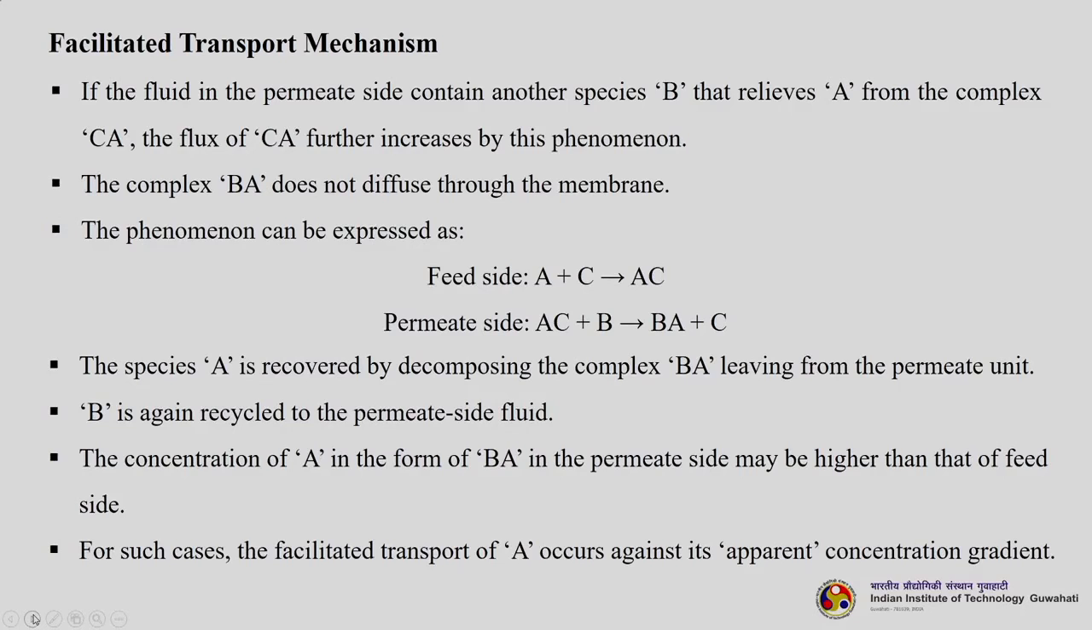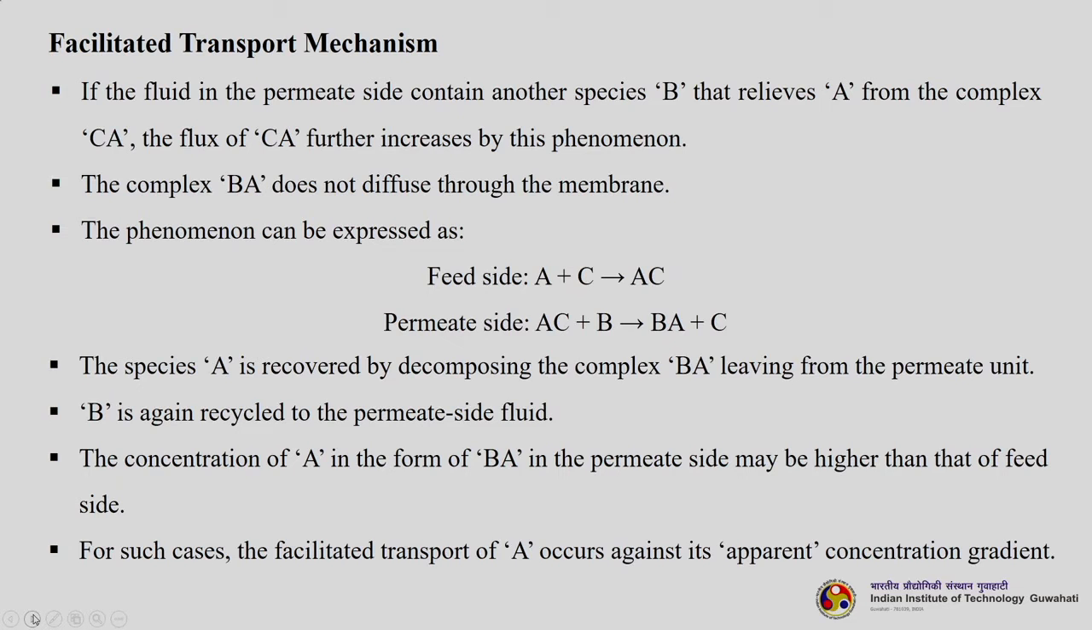Let us now understand what happens if there is a component B, another solute, present in the permeate side. That relieves A from the complex CA, and the flux of CA further increases by this phenomenon. That means, what is happening? The complex BA does not diffuse through the membrane. Though B and A form a complex, it is not diffusing back through the membrane.